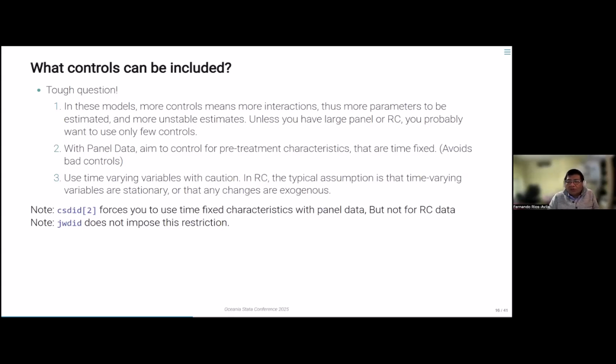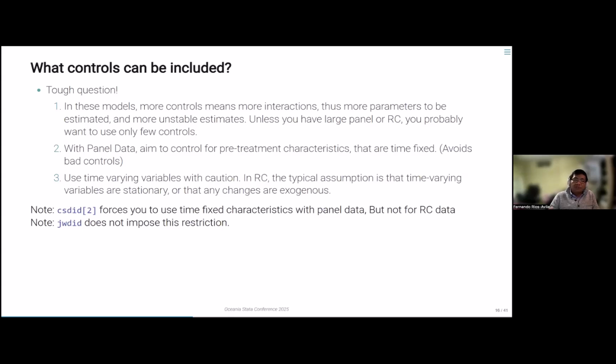But you need to at least think about that if there is any variation of those time-varying variables, that variation should remain stationary, or that whatever change you're observing, you have to make sure that those changes are exogenous to the treatment. Now, from the programmatical point of view, you're doing this using CSDID, and you're using panel data. The command is going to force you to estimate time-fixed characteristics, but it's not going to do so if you use a repeated cross-section.